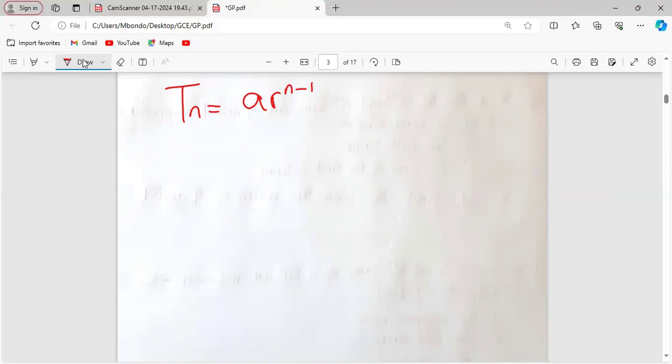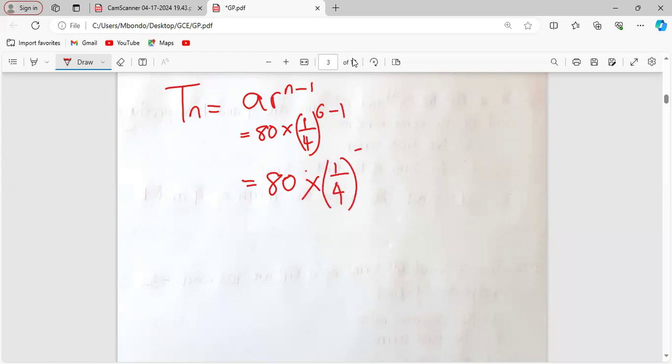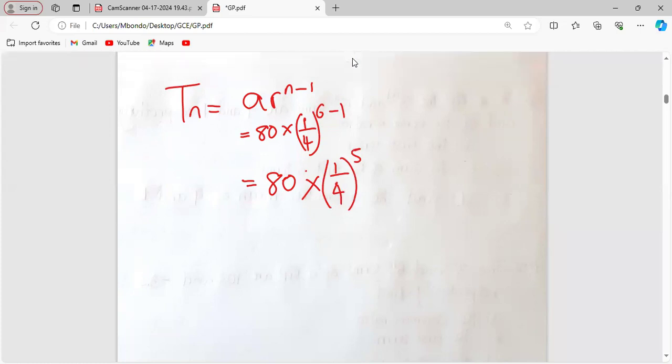Yes, ma'am. Very good. Our first term is 80 multiplied by our common ratio, 1/4, to the power 6 - 1. You could also put it as a decimal number, there's no problem. Then this is now going to be equal to 80 multiplied by, don't worry, you're using a calculator, 1/4 to the power 5. Are you here? Yes, sir. Very good. Then use your calculators and give me what the answer is here.